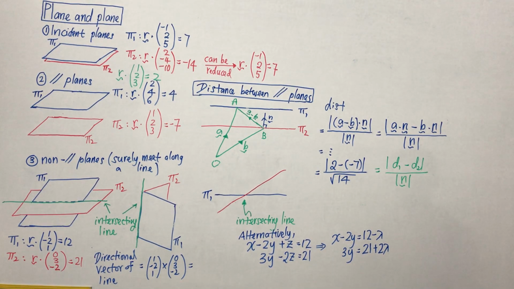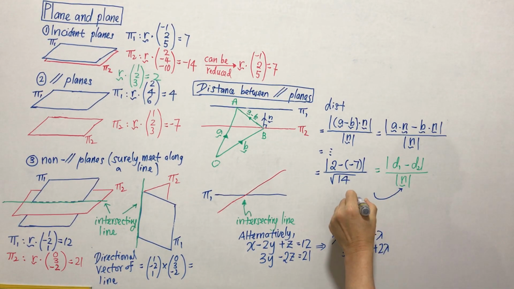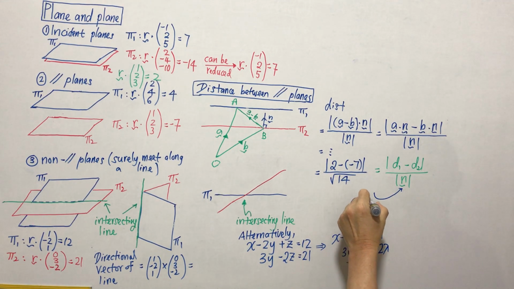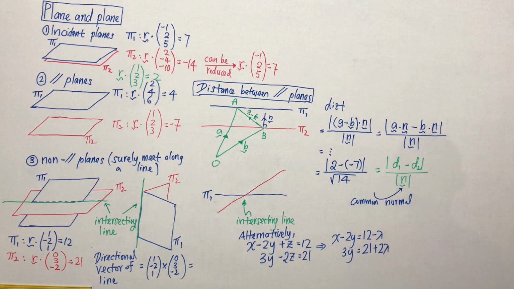So by taking the difference of the two d's and dividing by the modulus of the common normal vector, it is important that n is a common normal, it must be the same common normal. If n is a common normal vector, then this formula works.